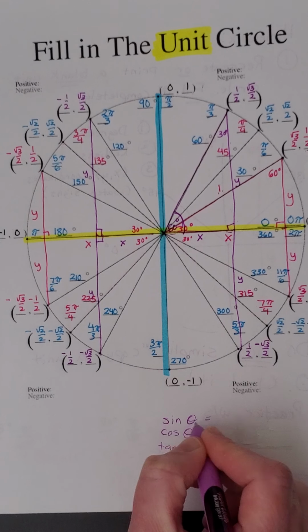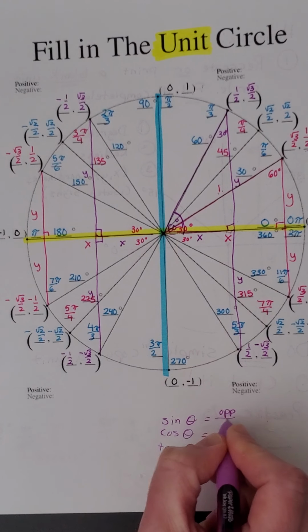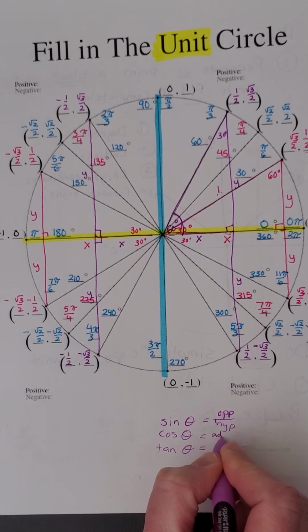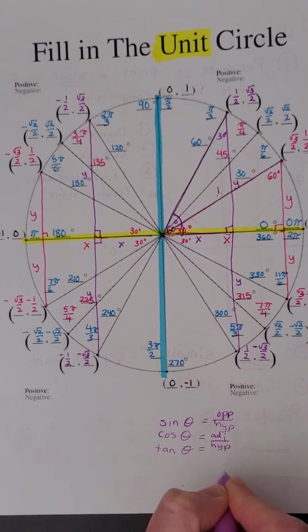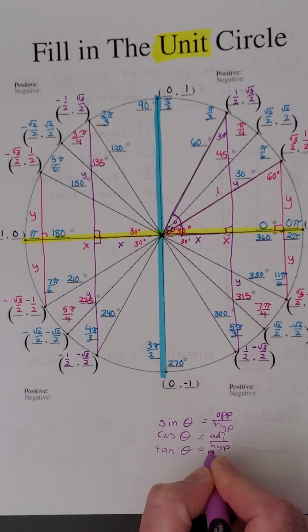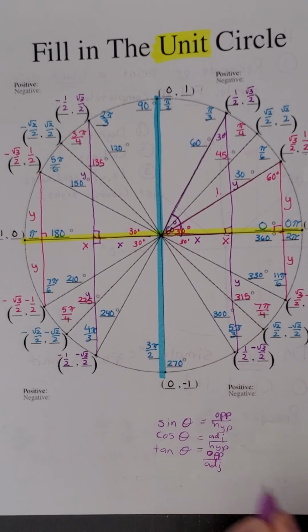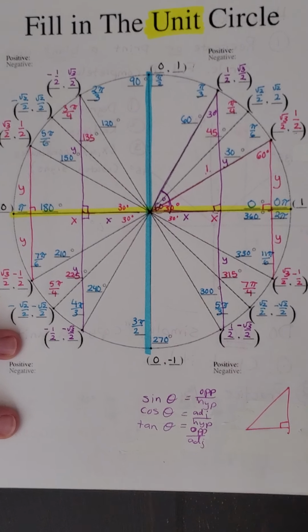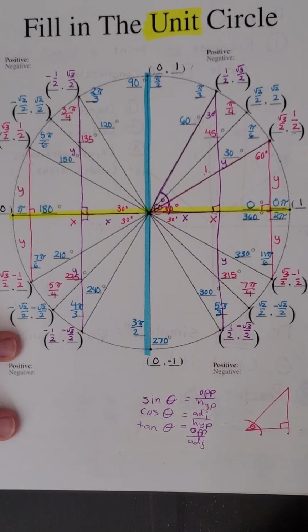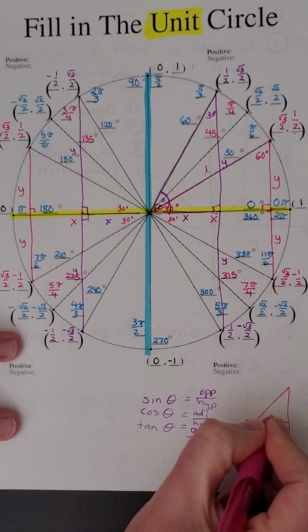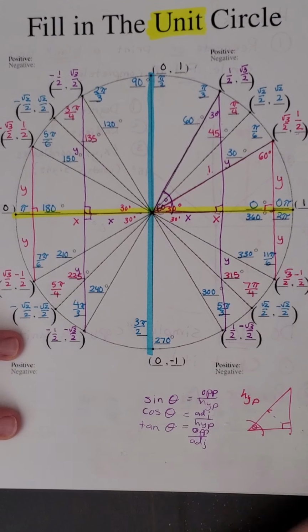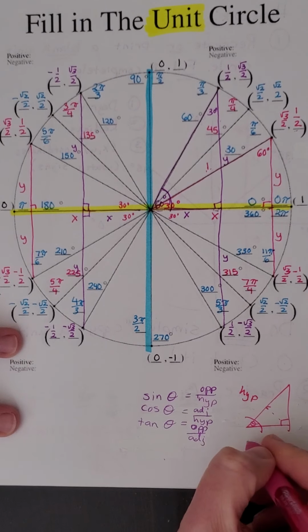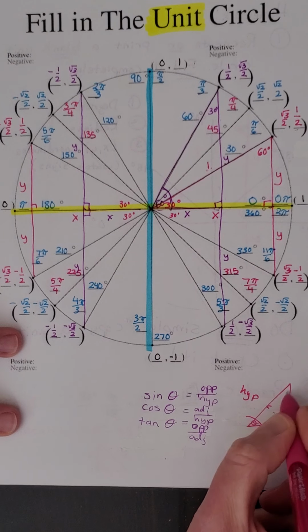The ratio for sine theta is opposite over hypotenuse. The ratio for cosine is adjacent over hypotenuse. And the ratio for tangent is opposite over adjacent. So if we have a right triangle, and here's the angle that I'm working with, theta, the hypotenuse is always on the side across from the right angle. However, the opposite and the adjacent will switch depending on if I'm working with this angle or this angle.